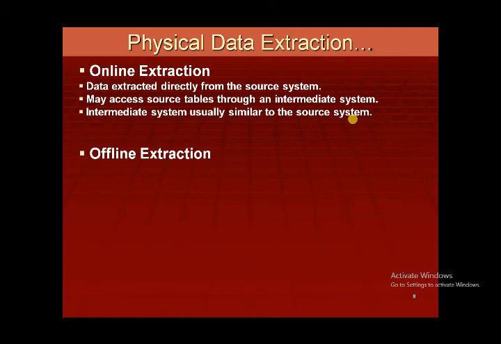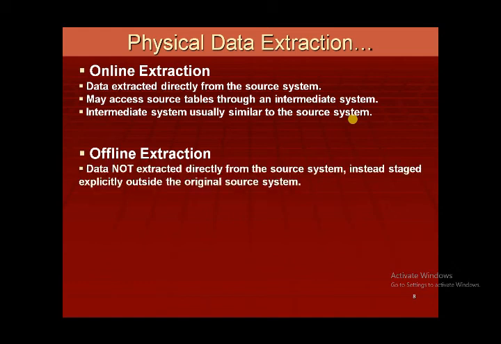So in offline extraction, what the OLTP system actually does is create different source files that contain the data available inside the source system. They prepare different files from that data and provide those files to the data warehouse so that the data warehouse can perform its own ETL steps. So data is not extracted directly from the source system, but instead stays explicitly outside the original source system.